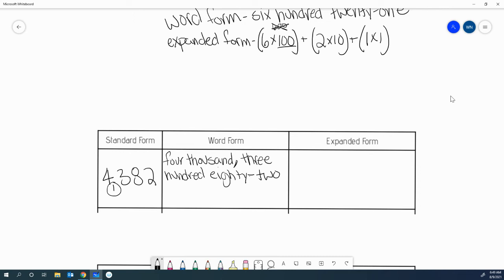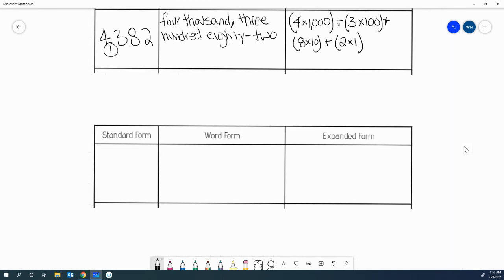Now, let's go to expanded form. We know that 4 is in the thousands place. Then we know that the 3 is in the hundreds place. Expanded form is super easy. You just go down the number. We know that the 8 is in the tens place. And we know that the 2 is in the ones place. Super easy.